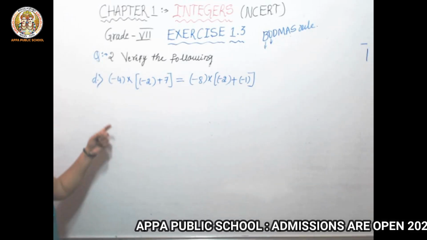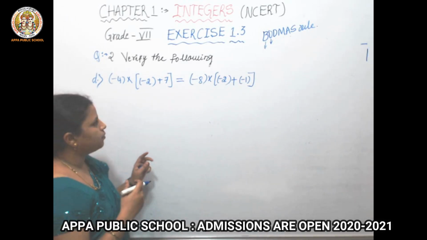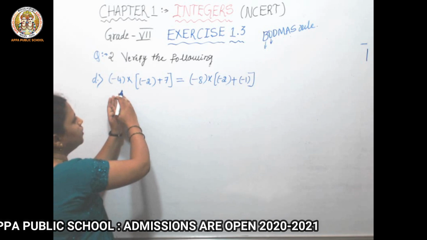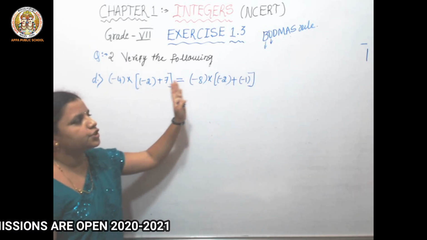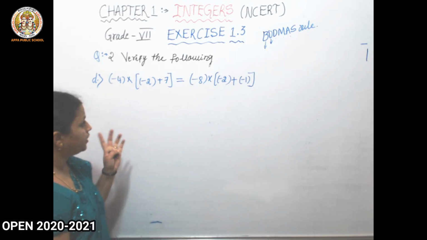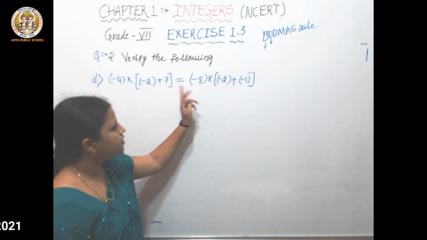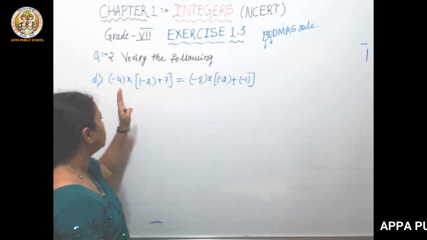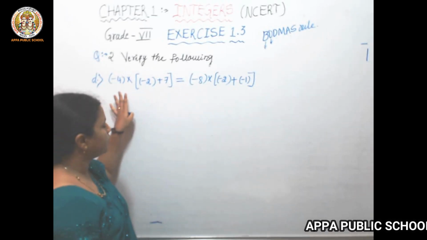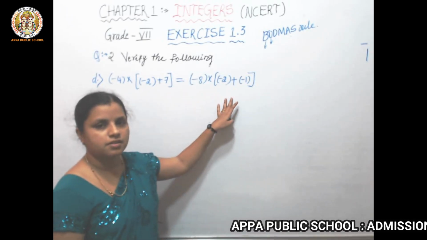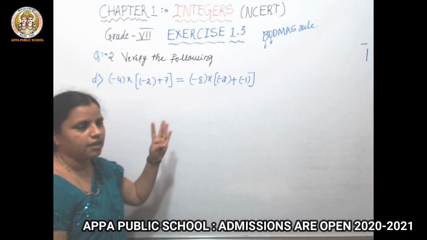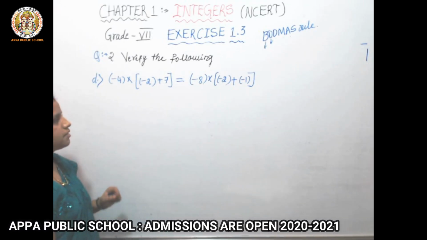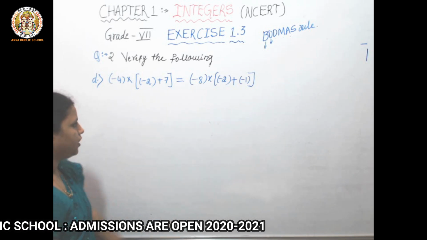See here, in the previous problems we had the distributive property, where A is multiplied to B and A is the same, with the same repetition of the numbers on the RHS. But here you see there is a difference in the numbers also. The numbers on the LHS are different and the numbers on the RHS are different. Here we can say that LHS is not equal to RHS, but we will verify it.